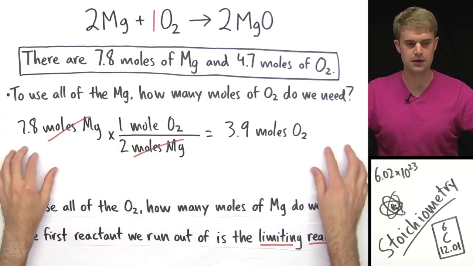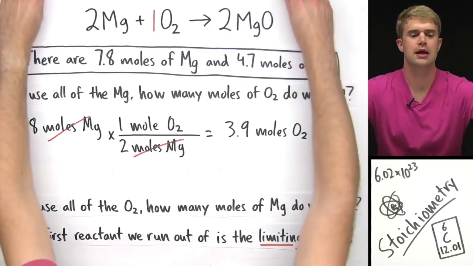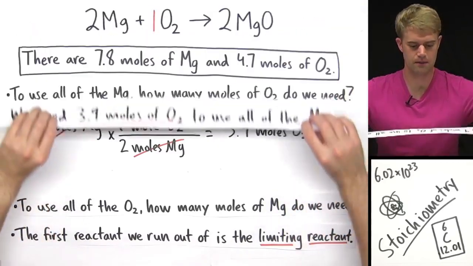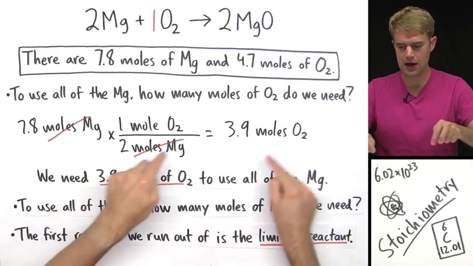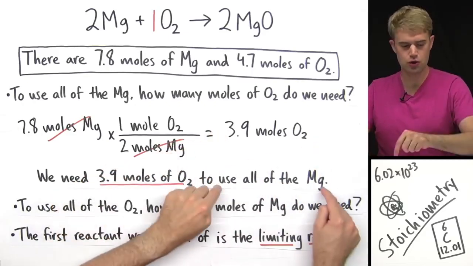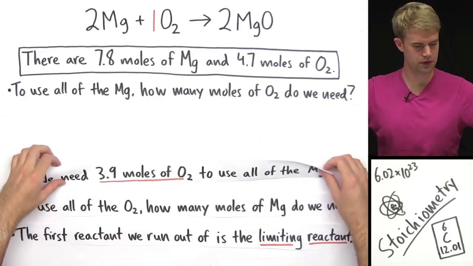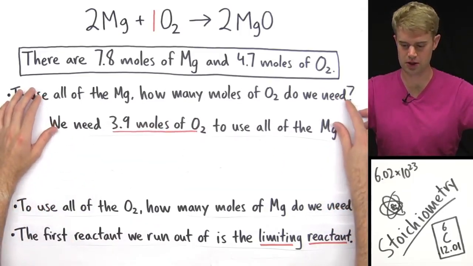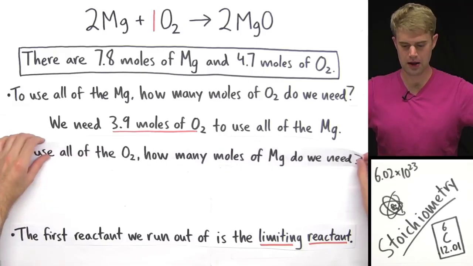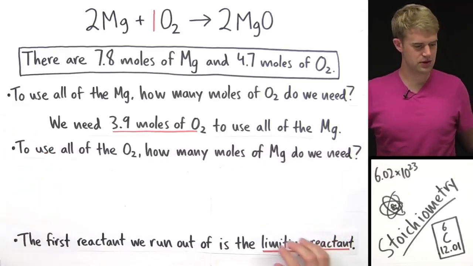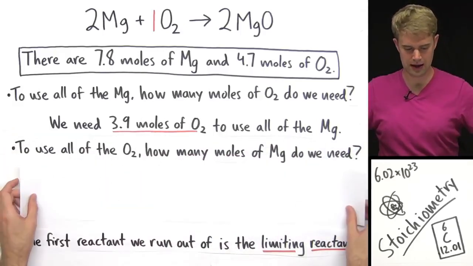So what's this telling us? Well, if we want to put this in words, it's telling us that we need 3.9 moles of oxygen to use all of the magnesium. So we're going to put this right here. This is how much oxygen we need to use all of the magnesium. Now, let's ask the same thing about the oxygen.